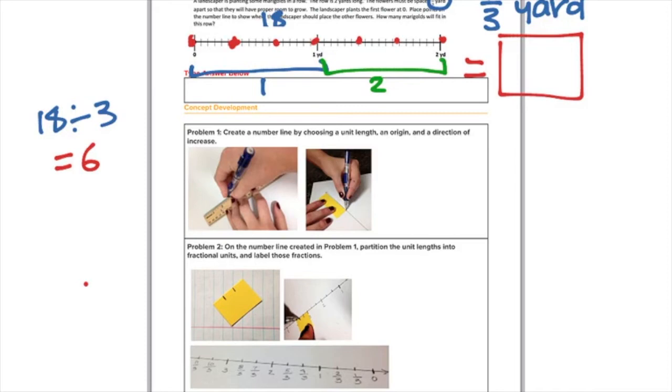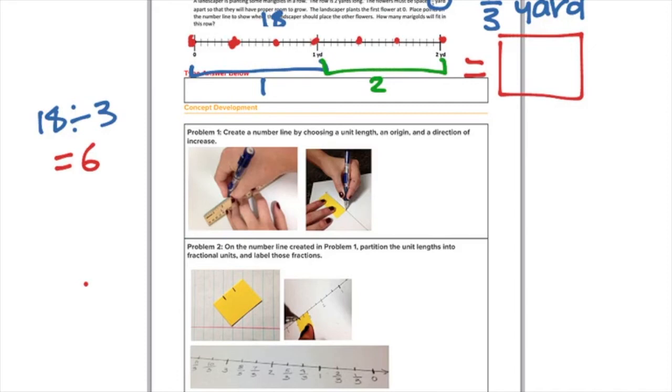Moving into our concept development. What do you know about number lines? Think in your head. Maybe you know, oh, well, they have numbers on it. The integers get split apart. You should be thinking, oh, you know what? They always have 0. It starts at 0.